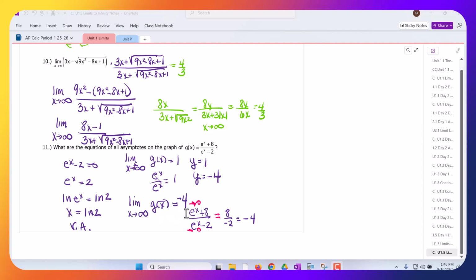Well, now I'm going to go ahead and approach negative infinity. So I'm thinking this: if I approach negative infinity, this would be 1 over e to the x, which would approach 0. This is 1 over e to the x, which would also approach 0. So I have 0 plus 8 over 0 subtract 2. That's 8 over -2, which would be -4. So here I have 2 horizontal asymptotes, one at y equals 1, the other at y equals -4.